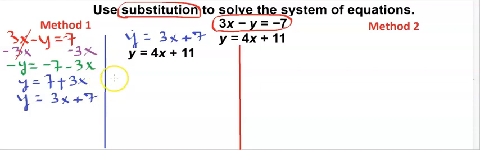Okay. So we got 3x plus 7 equal 4x plus 11. Good job. Excellent. Okay. All right, what's the next step?